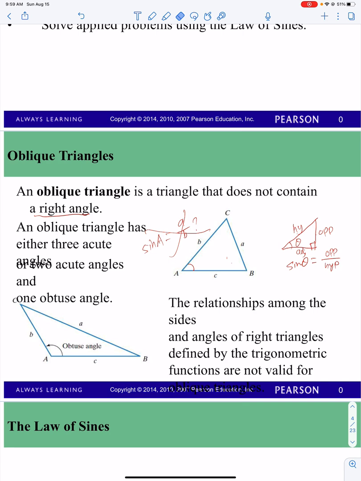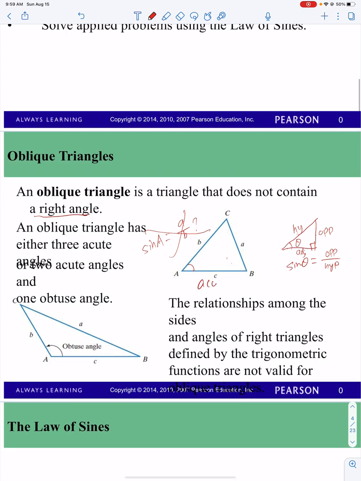So what is an oblique triangle? It is a triangle that does not contain a right angle. So what does this mean? An oblique triangle is not a right triangle, yeah? All the triangles that are not right triangles are oblique triangles. Then it can be an acute triangle or an obtuse triangle.